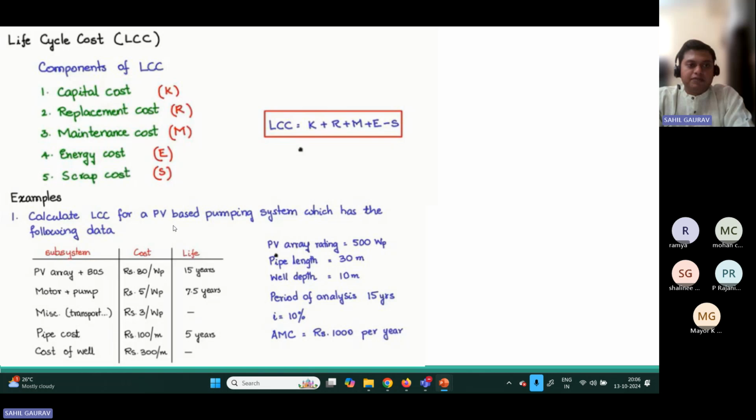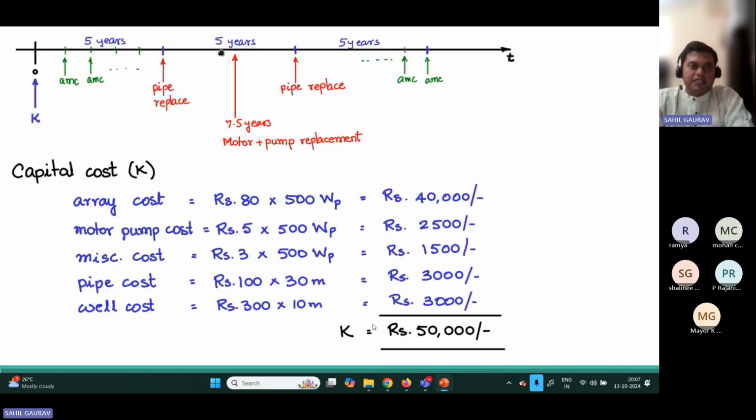Now we have to calculate this life cycle cost for the PV based pumping system, which has the given data, and this PV array plus balance of system has this cost and this life, and so on. Based on all this data, you can make this time axis.